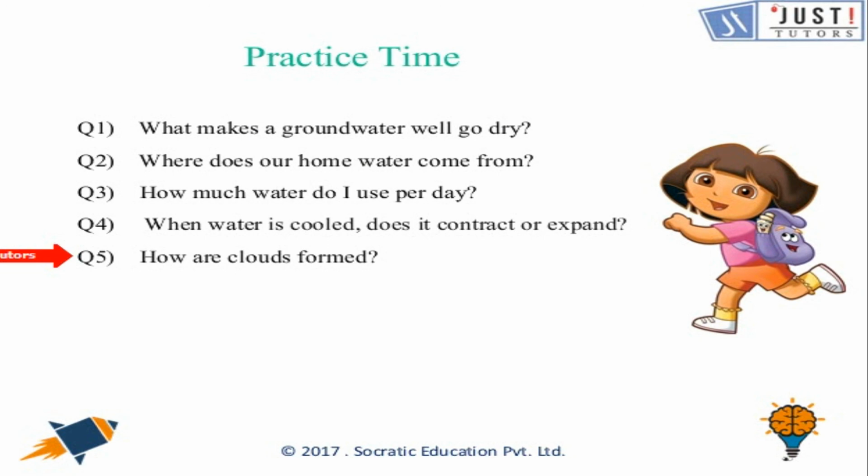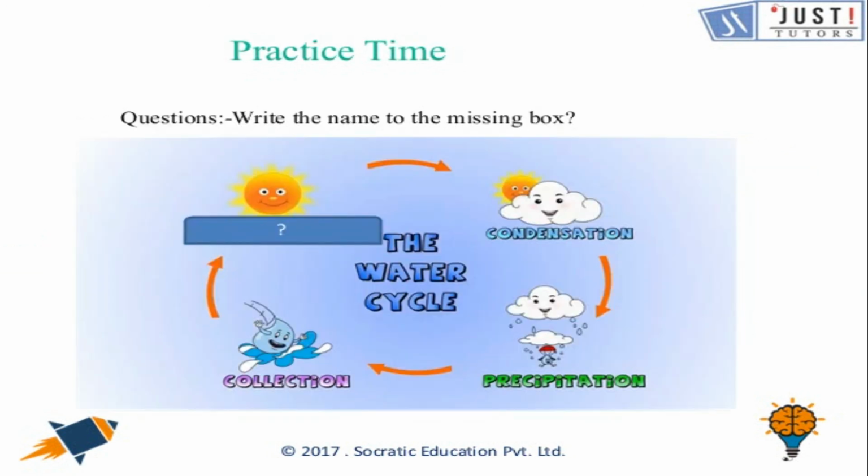Now let's move forward here. Write the name in the missing box. This is condensation, then raining is precipitation, then this is collection. What is this? With the help of the sun, this is evaporation.